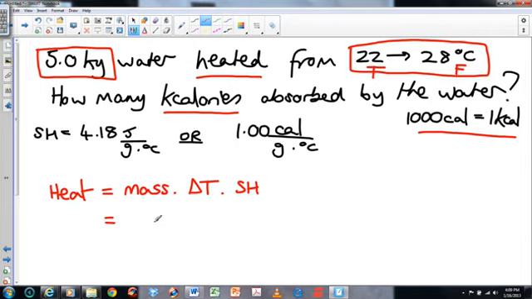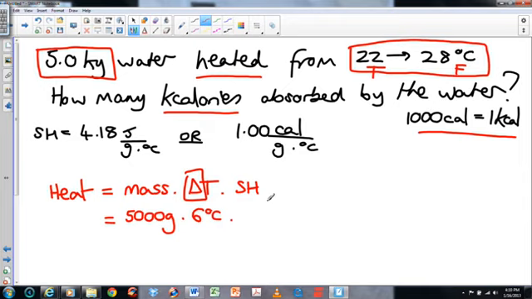Now, 5 kilograms of water, I'm sure you guys remember, 1,000 grams in a kilogram, so therefore 5,000 grams of water is our mass. Now, our delta T is the final minus the initial. Anytime you have change, delta here is change, that's what this symbol is. It's always final minus initial, so 28 minus 22 is of course 6. And I'm going to put the units in here, 6 degrees C.